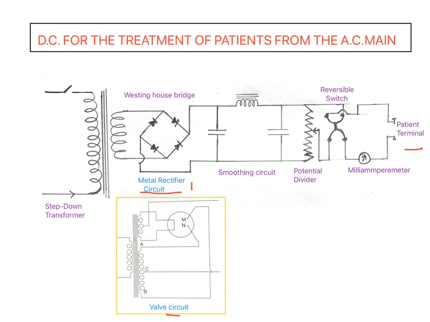Now first we will see the metal rectifier circuit. We are using the metal rectifier circuit for DC from AC main. So here is the circuit for this. In the metal rectifier circuit, the alternating main current is passed through the step-down transformer. So here this is the step-down transformer.